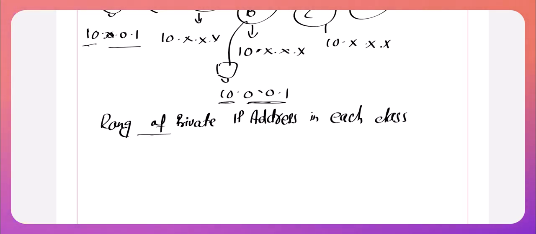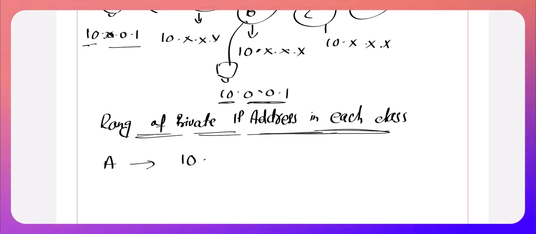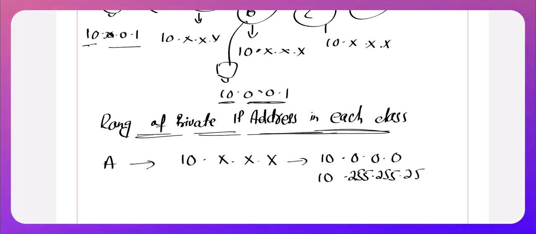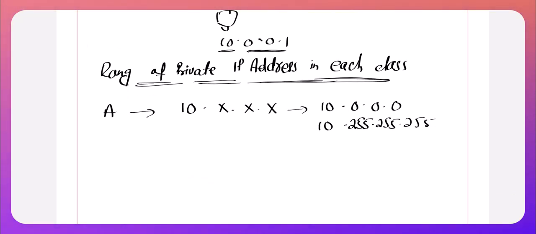In each class. Class A: 10.x.x.x. The start, the end. 10 dot, okay, this x means that the starting is 0.0.0, and the end is 10.255.255.255. Okay, x means both. So it ranges from 0 up to this.